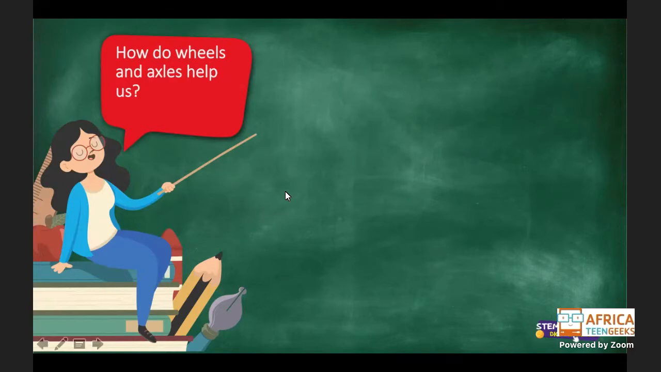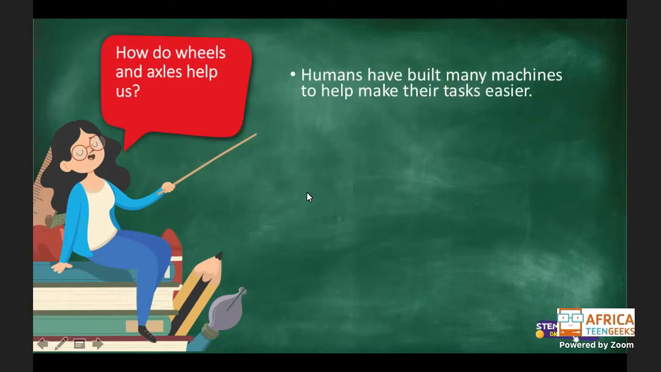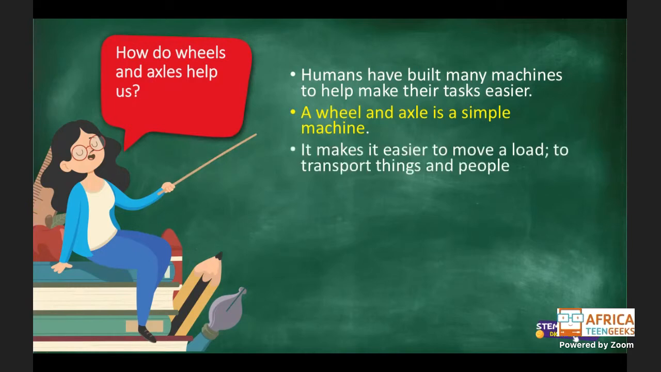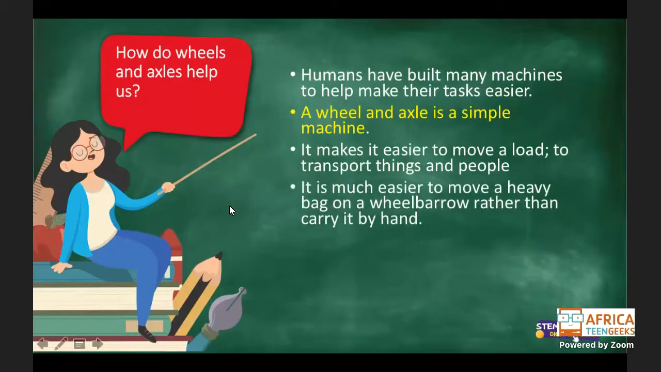How do wheels and axles help us? Humans have built many machines to help them make their tasks easier. A wheel and axle is a simple machine. It makes it easier to move a load or to transport things and people. It is much easier to move a heavy bag on a wheelbarrow rather than carry it by hand.